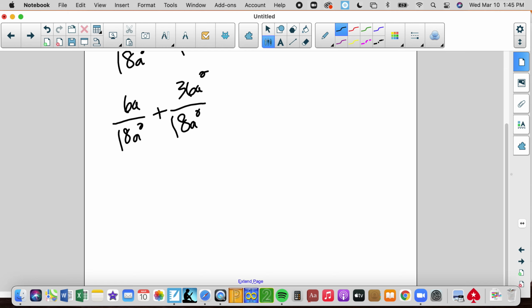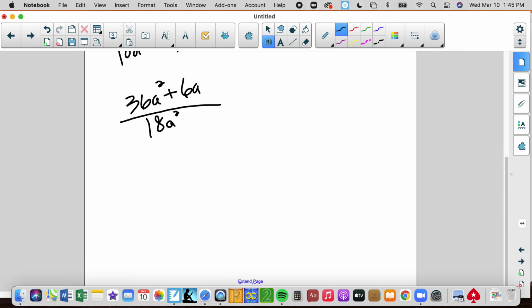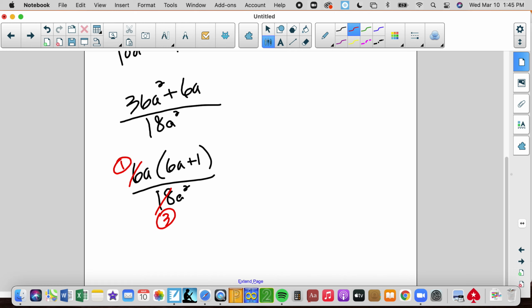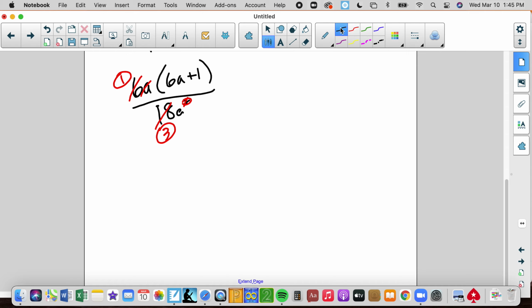Again, since we have like denominators, I'm going to write the numerators, but I'm going to write it in standard form. So we're going to factor out a 6a, and that gives us 6a plus 1 over 18a squared. The 6 and the 18, 6 goes into 6 once, 6 goes into 18 3 times. A cancels with one of those a's. So my final answer is 6a plus 1 over 3a.